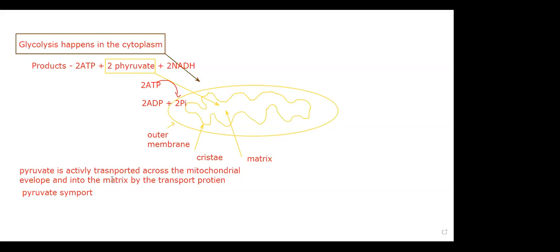You need 1 ATP molecule to transfer pyruvate to the matrix. There are 2 pyruvates. How many ATPs are used? 2 ATPs need to be used.